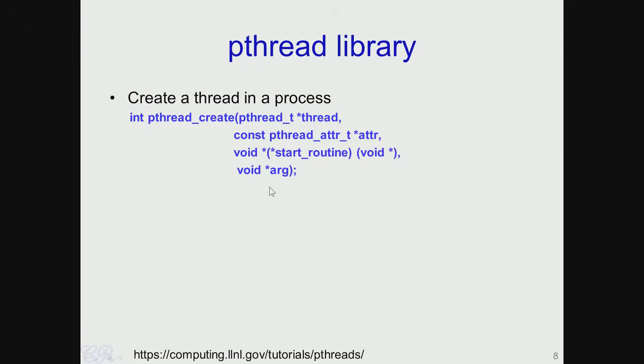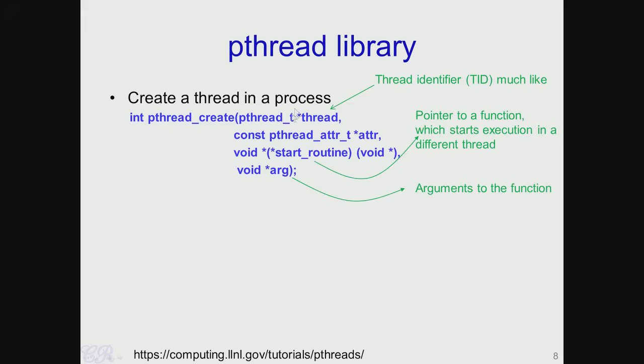So, in the Pthread library, a thread is created by using the function pthread_create, which takes 4 arguments, as shown over here. The first argument, which is a pointer to pthread_t, is the thread identifier or TID. This is very similar to the process identifier or PID, which we have studied in the process video.